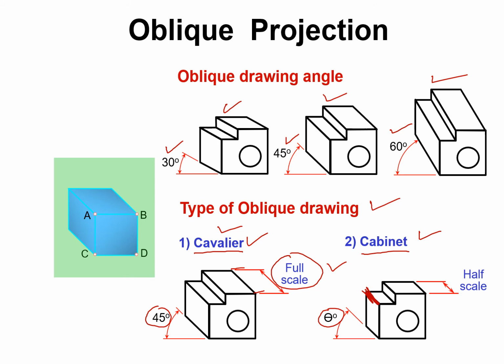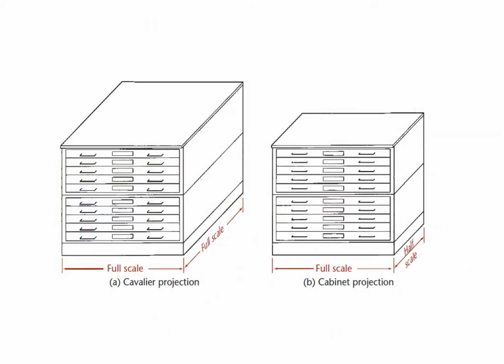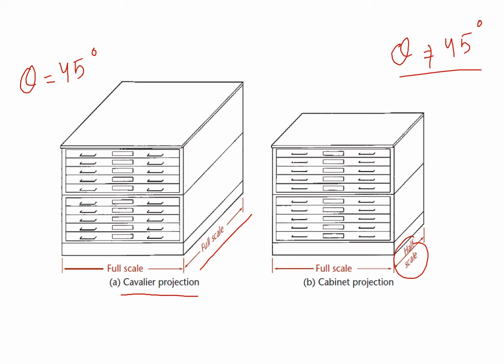This will always be drawn to half scale if we move the theta other than 45 degrees. These are the two examples. This is the example of Cavalier projection, in which the depth dimension is drawn to full scale because the angle right here, theta, is 45 degrees. But here the depth dimension is drawn to half scale because the angle is not equal to 45 degrees. So these are the two types, the cabinet and the Cavalier projections.